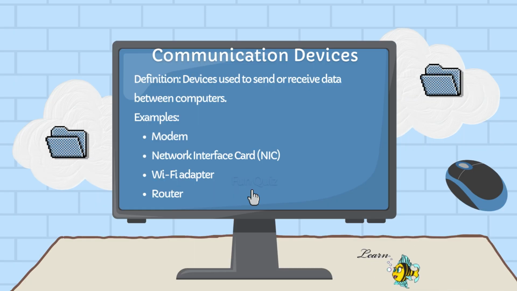Next category is communication devices. These are devices that are used to send or receive data between computers. Examples, we have modem, network interface card, Wi-Fi adapter, a router. Okay, I know there are some devices that I've not mentioned and you're wondering, don't they form part of computer hardware? Yes, they do. The list is just endless. So I want you to have a look at this particular video and be keen enough because I'll be asking you questions right after this.